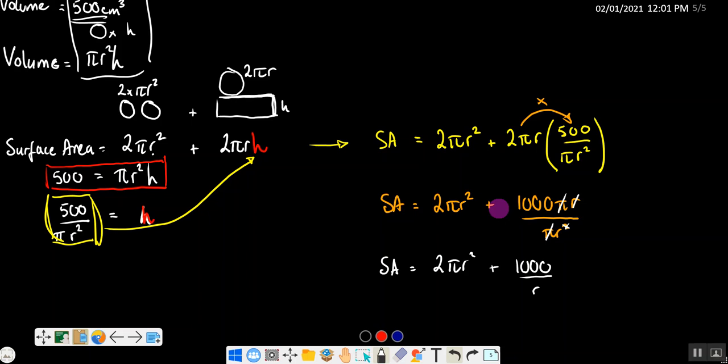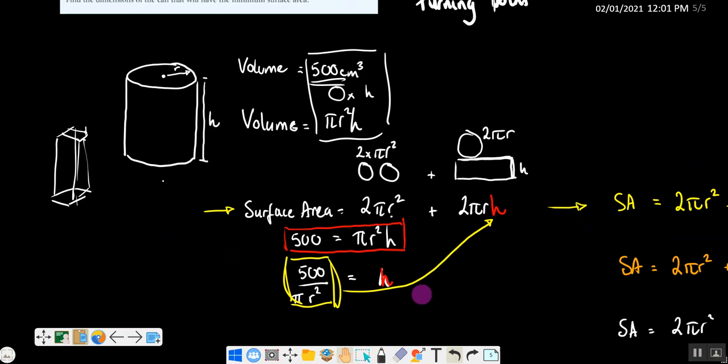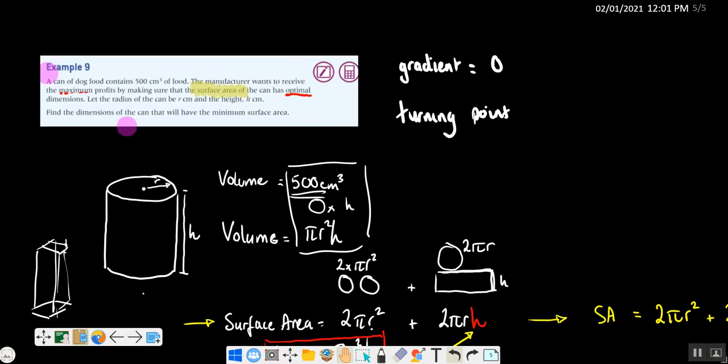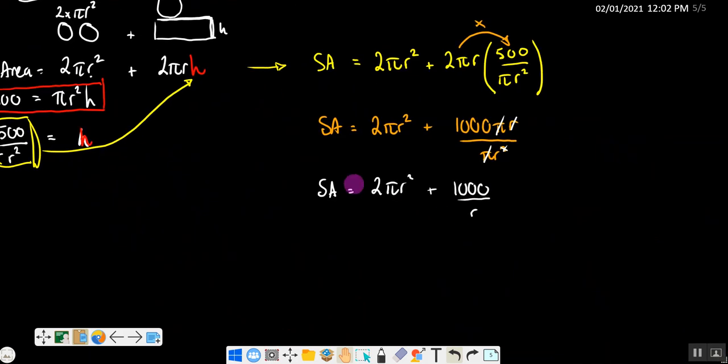So what do we want surface area to be? Let's go back to the question and check. It says, find the dimensions of the can that will give the minimum surface area. That also makes me realize the surface area was the correct way to go, yeah? Find the minimum surface area. So I want to know where this is a minimum.